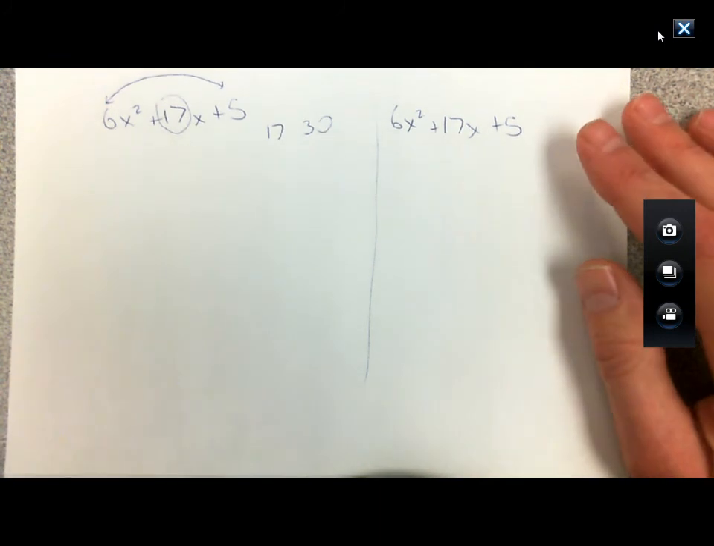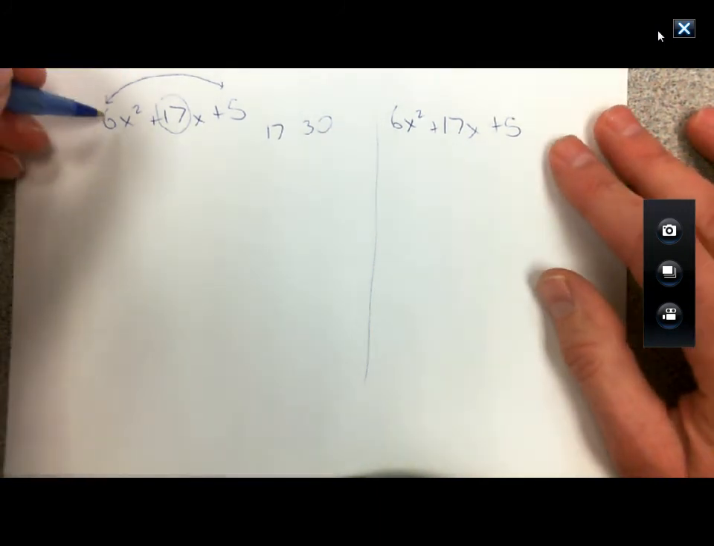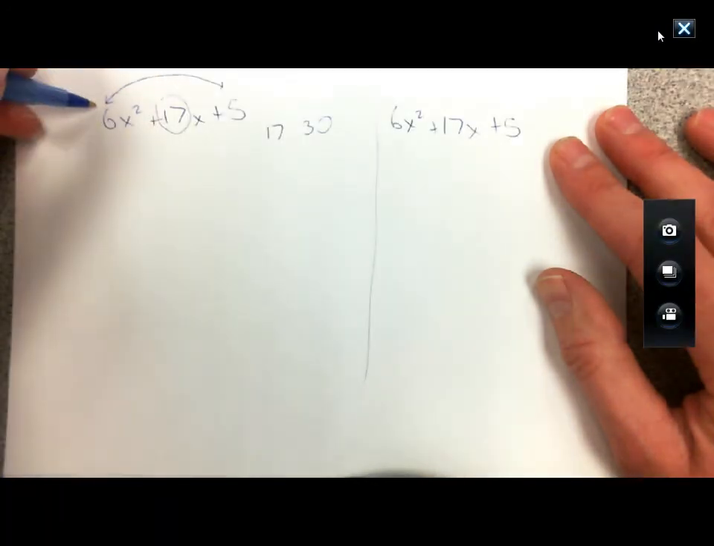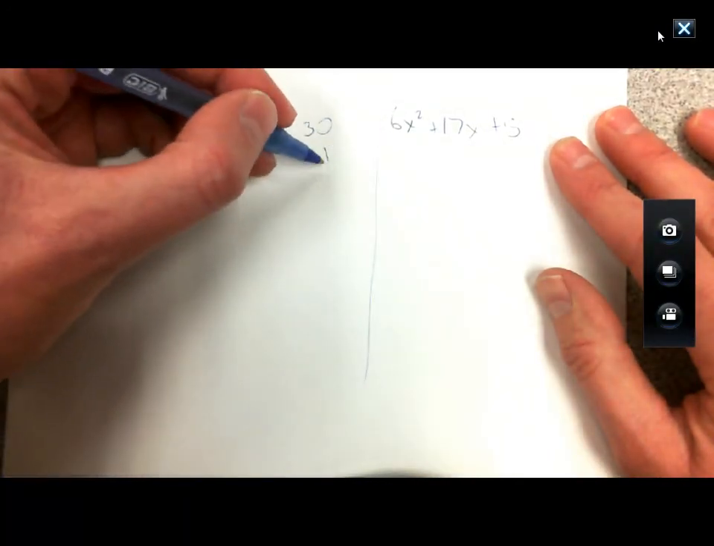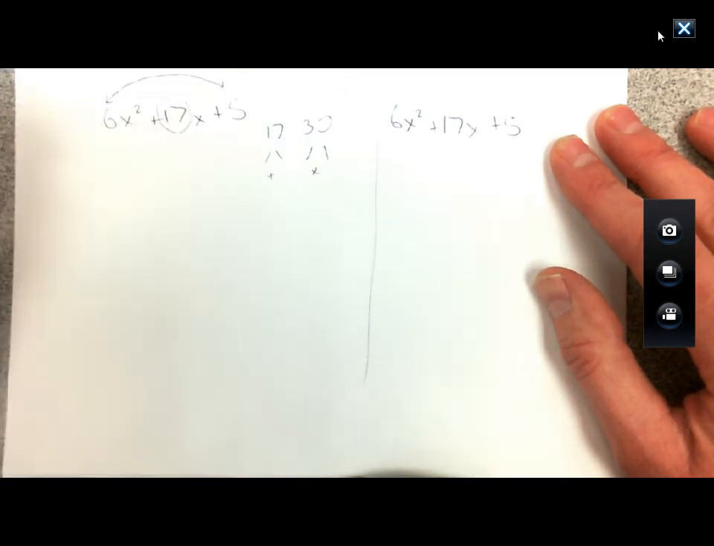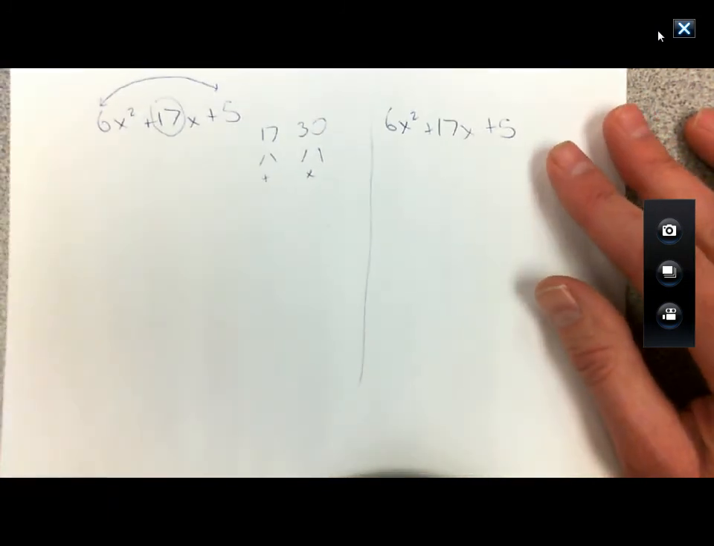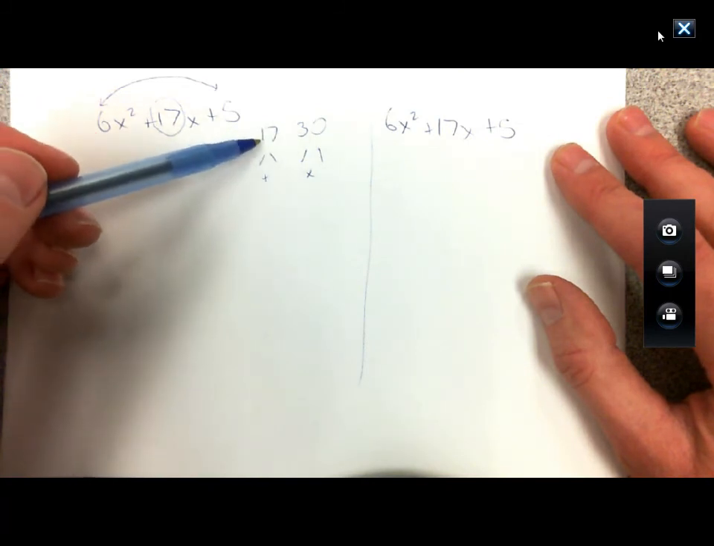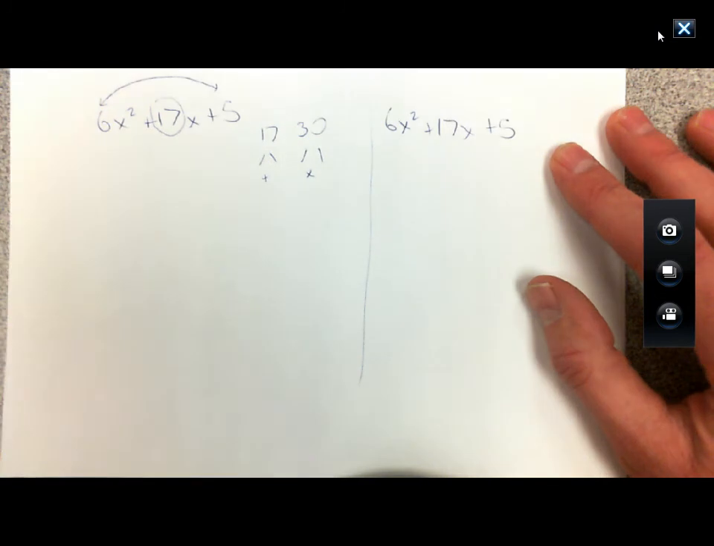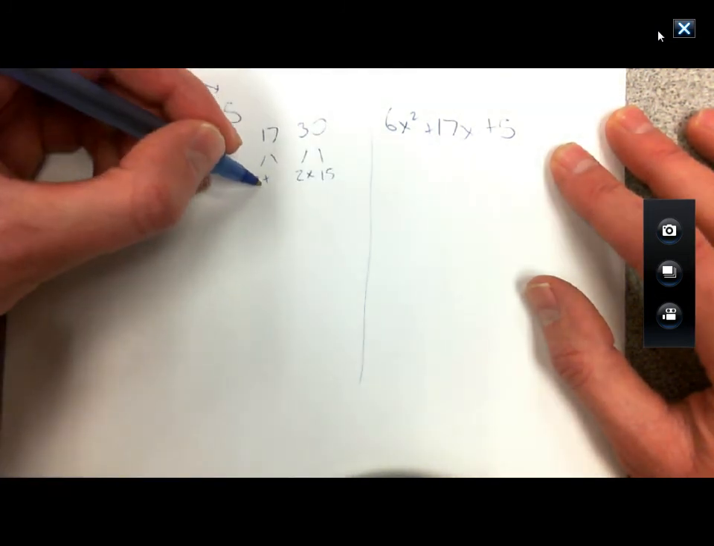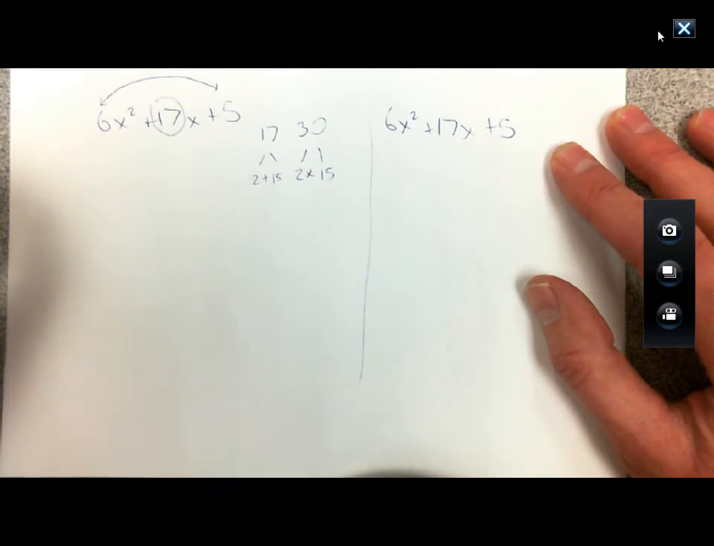And we're going to ask a similar question to what we asked before. After you multiply the first and the last term together, we're going to ask what are two numbers that multiply to 30 that also add to 17. So multiply to 30, I know 6 times 5 is 30, but 6 plus 5 is not 17, so that doesn't work. 2 times 15, that's 30. And 2 plus 15, that's 17.